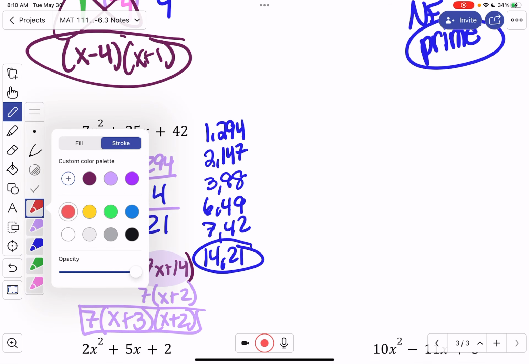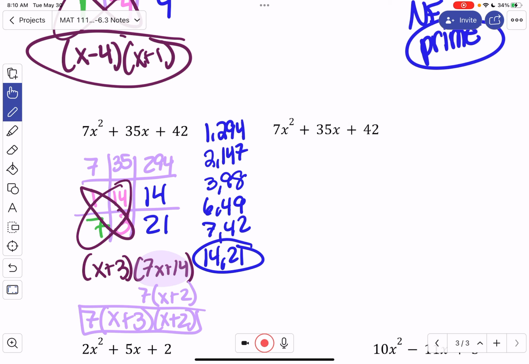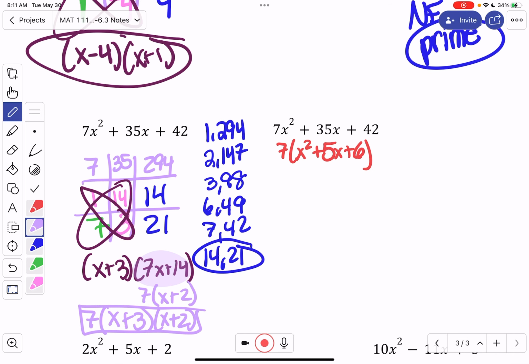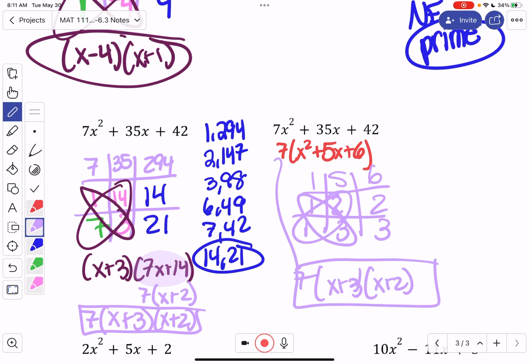If I did notice the greatest common factor, and I started with that, I would have taken out 7 and then tic-tac-toed these smaller numbers, which would be 2 and 3. We'd get x plus 3, x plus 2. Bring down the 7. So you get the same answer. If you can read it, you get the same answer.